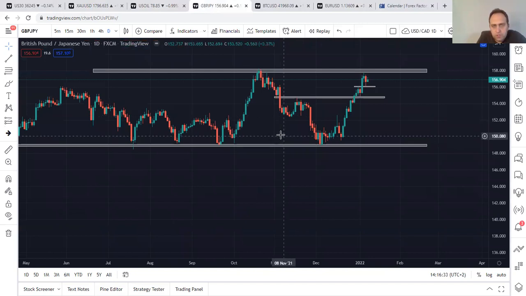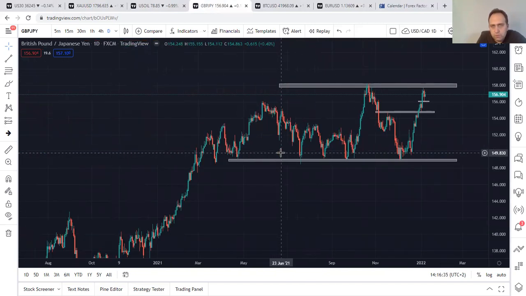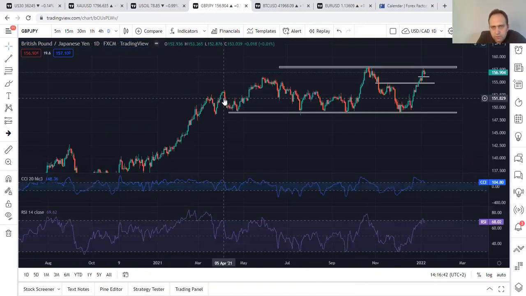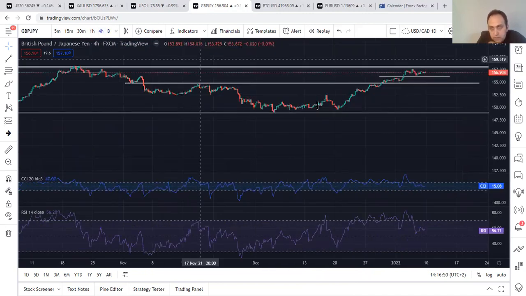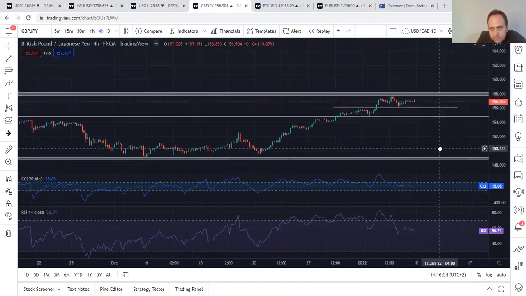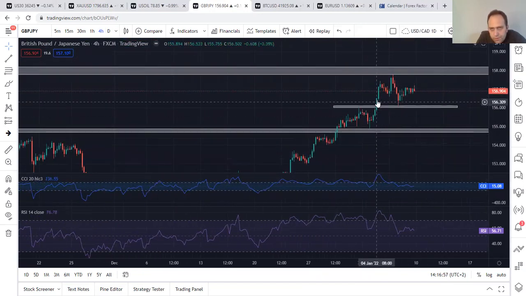For GBP JPY, what a move for GBP JPY. And this huge move, you must be very careful because it is preparing a certain kind of reversal. Let's see. These are the indicators. The first one was done.